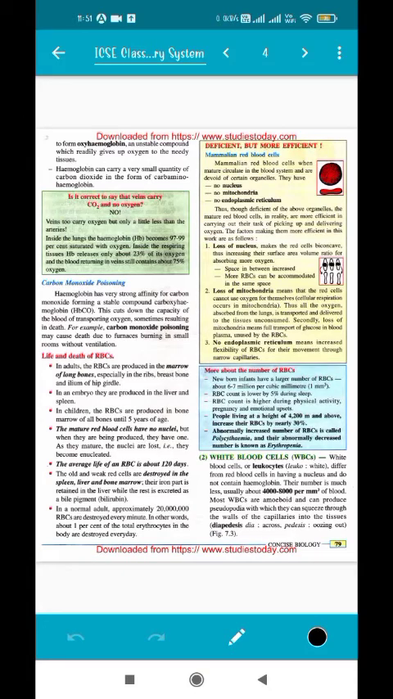So last day we have learned about RBCs. Today we are going to learn about white blood cells, which are also known as leukocytes. They are divided into 5 types based on the type of cytoplasm. So we are going to learn about that in the next page.